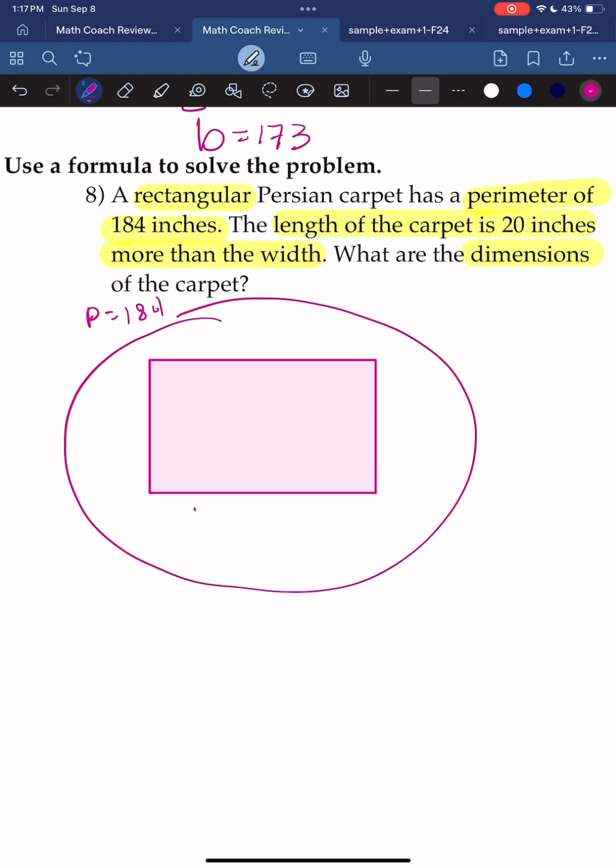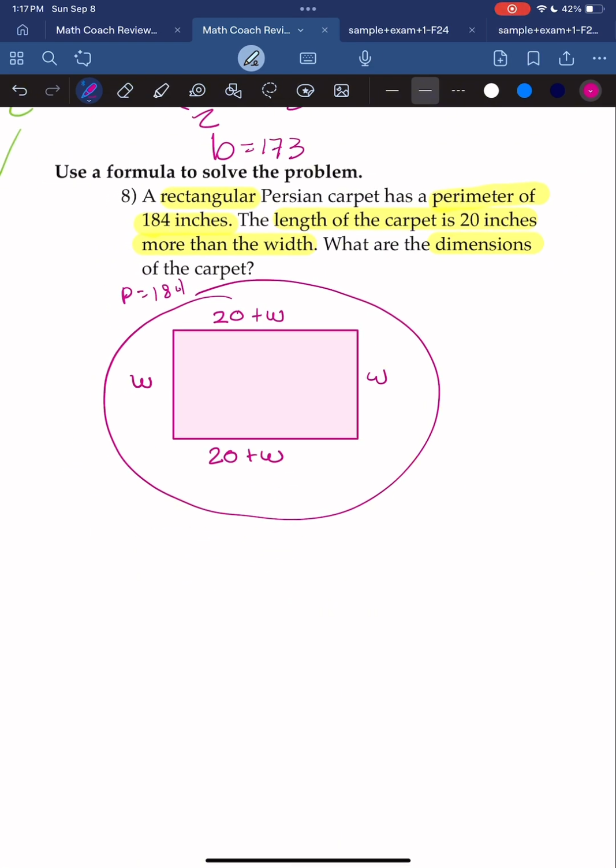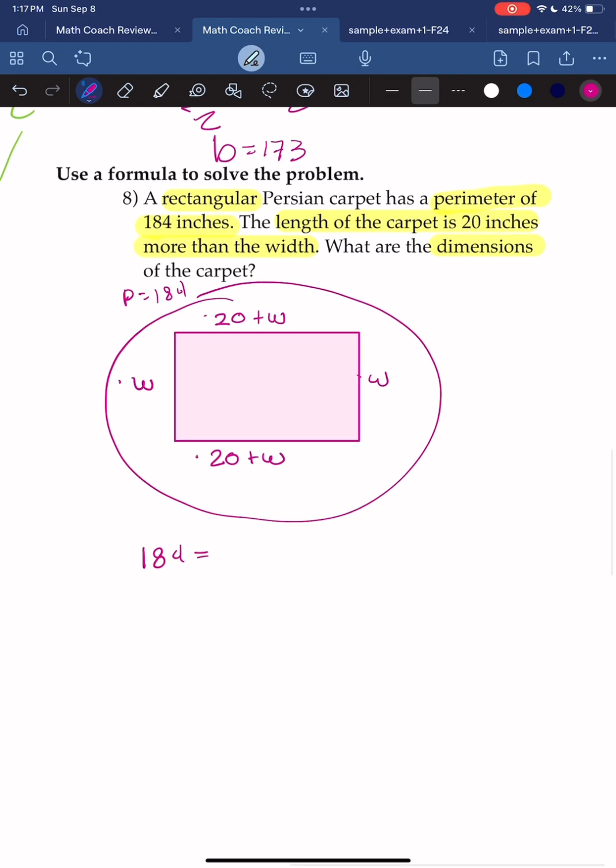It says the length of the carpet is 20 inches more than the width. So this is the width, and the length is 20 more than the width. And then we have two sides, so there we go. And now we have to plug this into the equation. So the perimeter is 184 equals, we just plug all of these into the equation, and that's going to make us solve for the width. So 20 plus w plus 20 plus w plus w plus w.